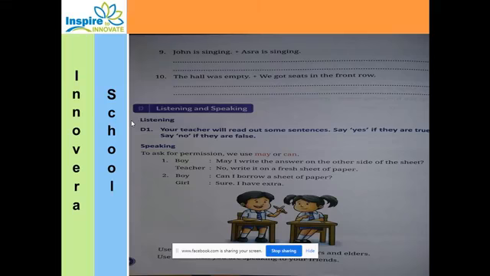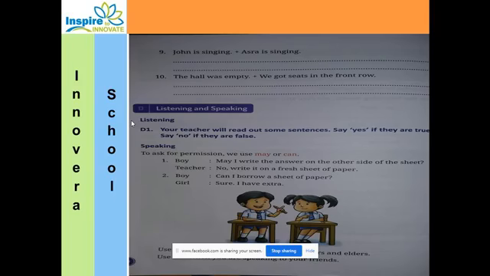Next, John is singing plus Asra is singing. So how can you write this sentence? John and Asra are singing. Clear? Understood the difference? So here you can write John and Asra are singing.